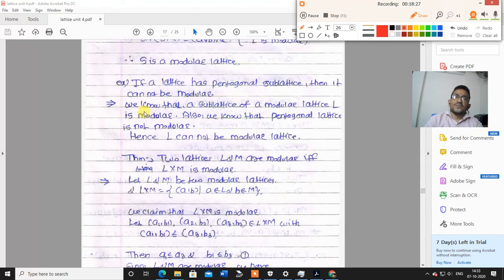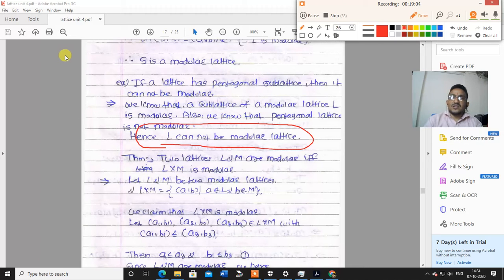Okay, so the example solution here. We know that a sublattice of a modular lattice, as we saw in the previous theorem, is also a lattice. Therefore, we know that a sublattice of a modular lattice is also modular. But we also know that the pentagonal lattice is not a modular lattice. Therefore, L cannot be a modular lattice.